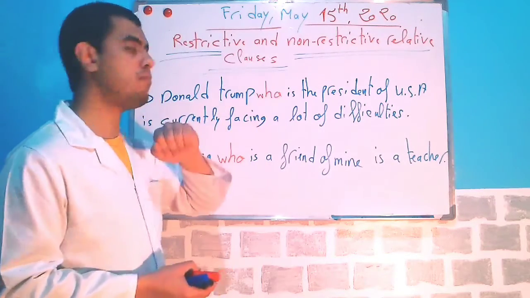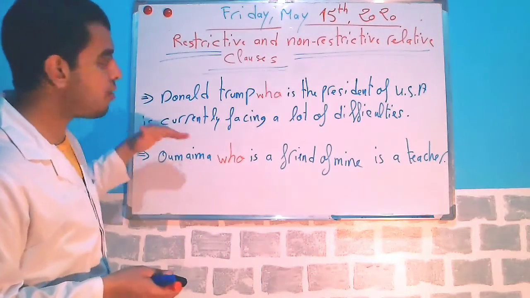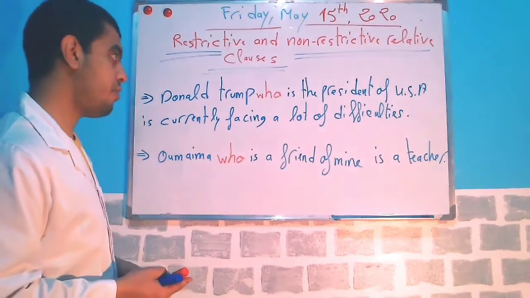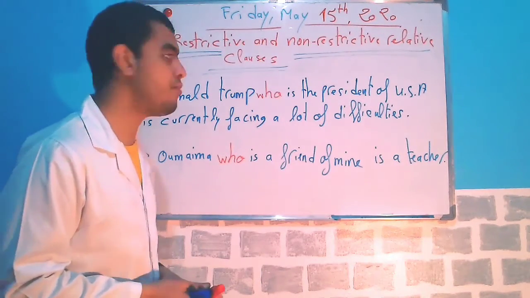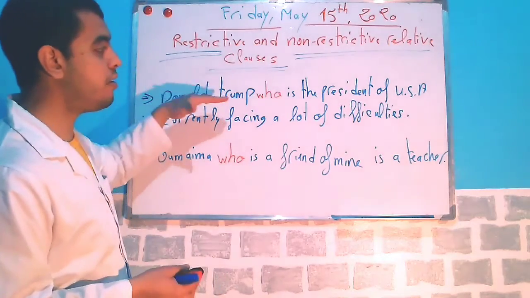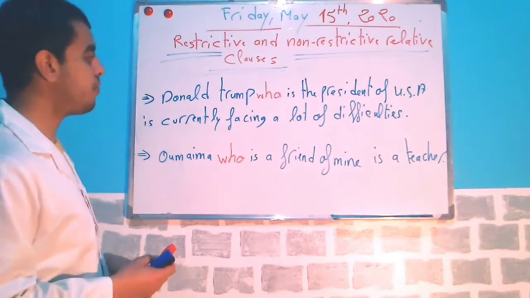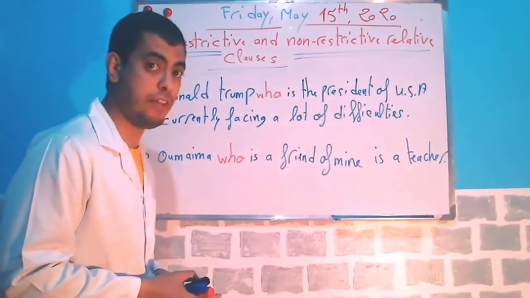We are going to start with the first example. Donald Trump, who is the president of USA, is currently facing a lot of difficulties. So Donald Trump, who is the president of USA, is currently facing a lot of difficulties.